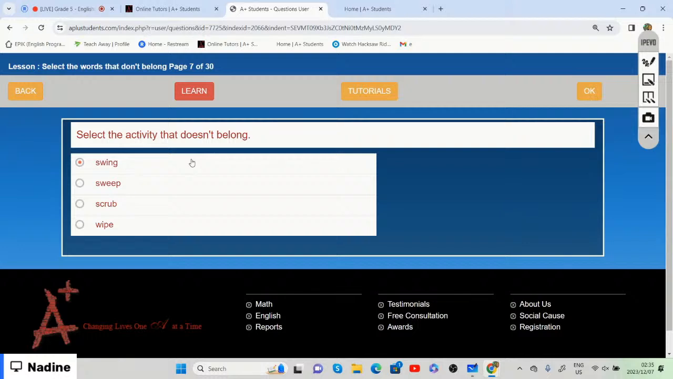Because we have words like sweep, scrub, and wipe, which all form part of cleaning, right? Those are related words because the meanings are similar. Sweeping is a form of cleaning, scrubbing is a form of cleaning, as well as wipe is a form of cleaning.